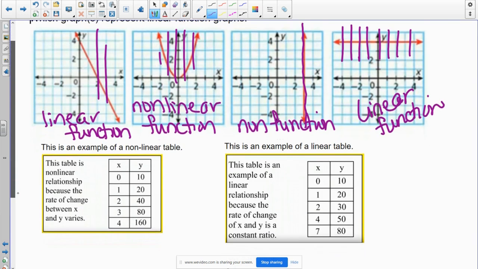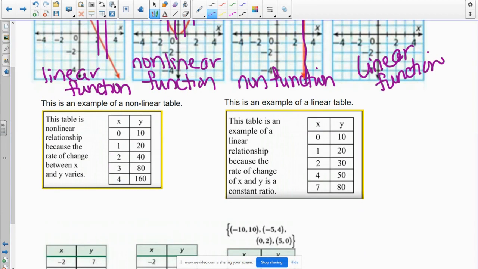Let's look at some tables here. So an example of a non-linear table. If we look at the difference of values in the y's, we're going to notice that one increases by 10, this one increases by 20, this one increases by 40, and this value increases by 80.